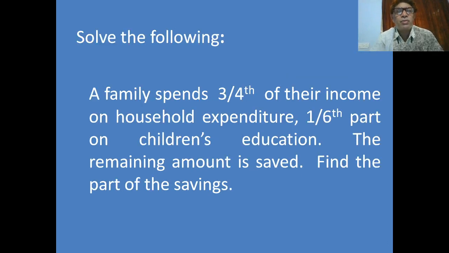So this is the word problem that I have taken. A family spends 3/4 of their income on household expenditure, 1/6 part on children's education. The remaining amount is saved. Find the part of the savings.